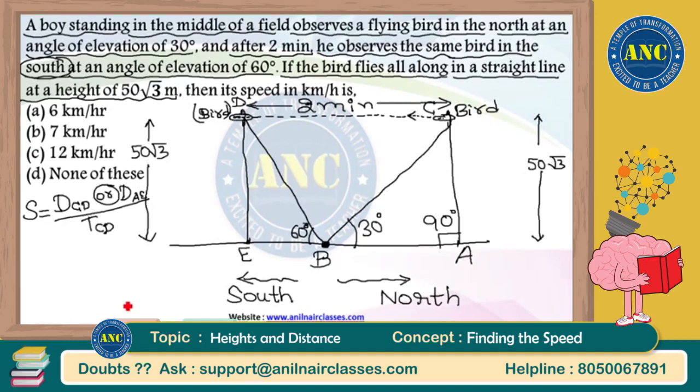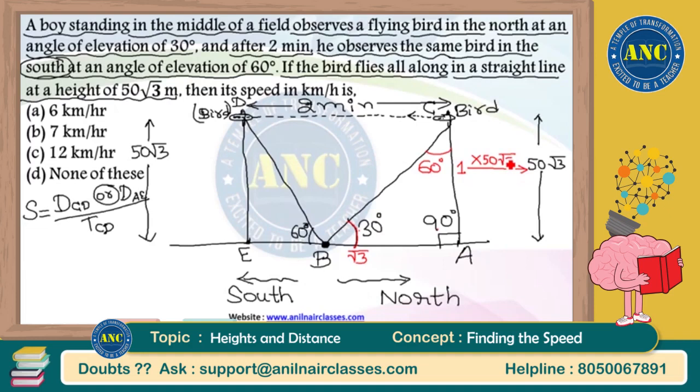Now same logic, sir. If I assume the same logic that I was using earlier, this is 30 degrees, this is 60 degrees, so this should be 90 degrees. Opposite to 30 if I assume as 1, opposite to 60 will be root 3. That means BA value will be root 3. But according to the question it is not 1. According to the question it is 50 root 3.